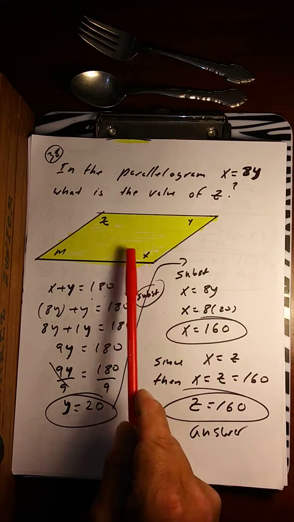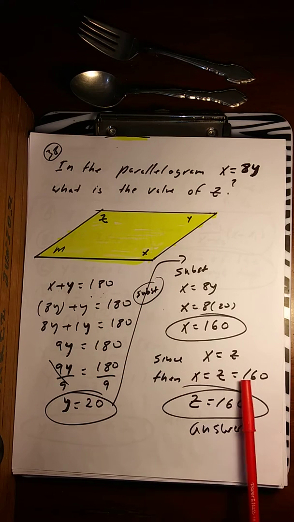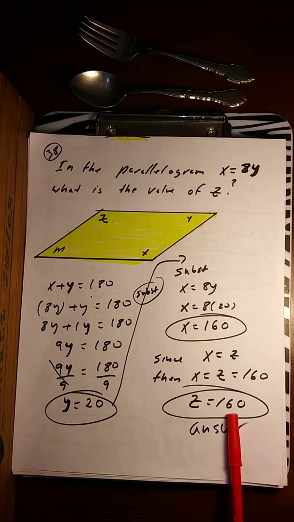What do we know also? We know that this x and this z are the same. So that means x is z, or x is z is 160. So z also must be 160.